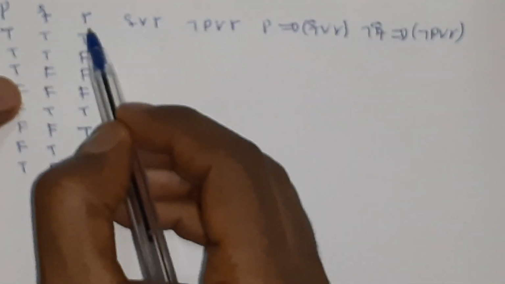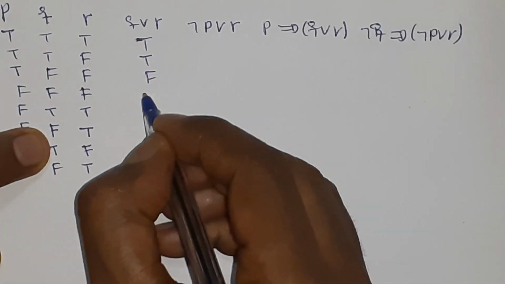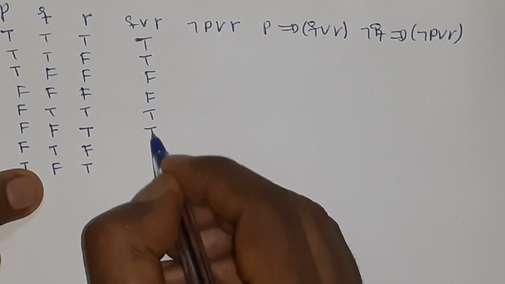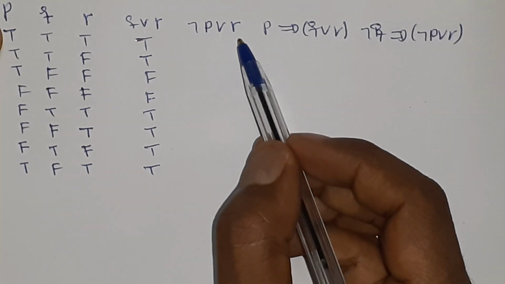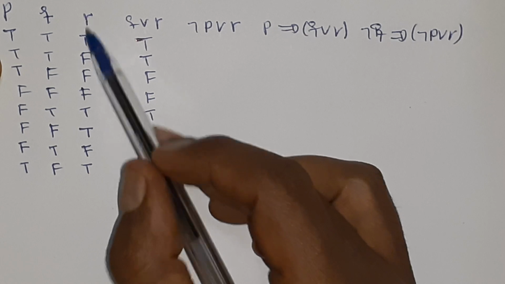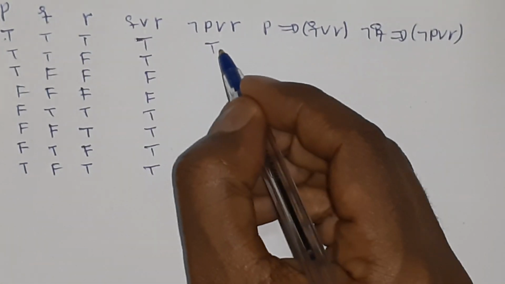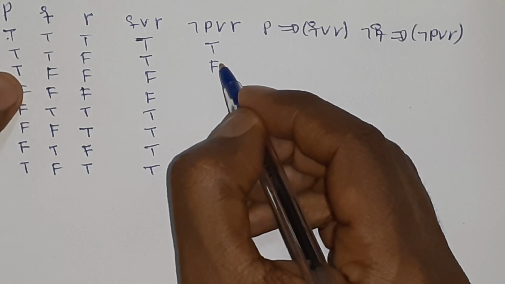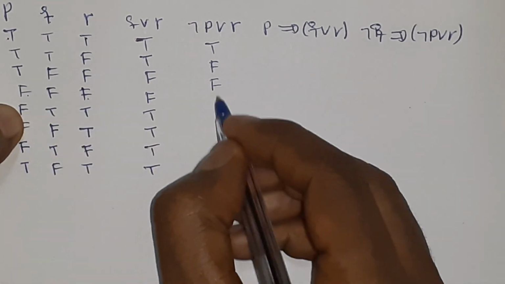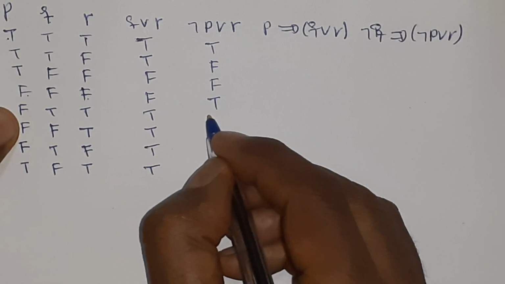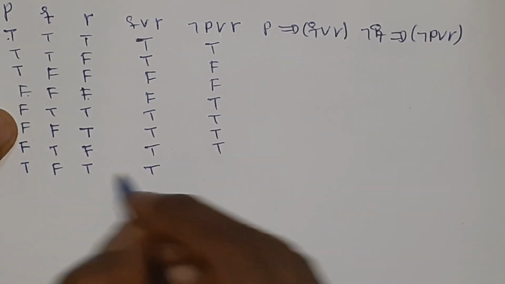Then if we consider Q or R: true or true is true, true or false is true again, false or true is true, false or false is false. For negation of P or R, we have to consider the negation of P with respect to R. The negation of true is false, false or true is true, false or false is false, false or false is again false, true or false is true, true or true is true, true or true is again true, true or false is true, false or true is true.